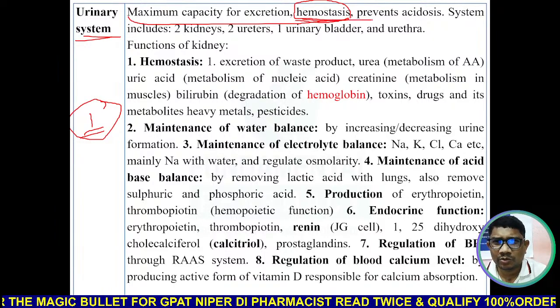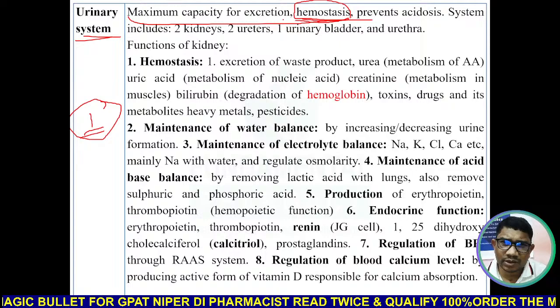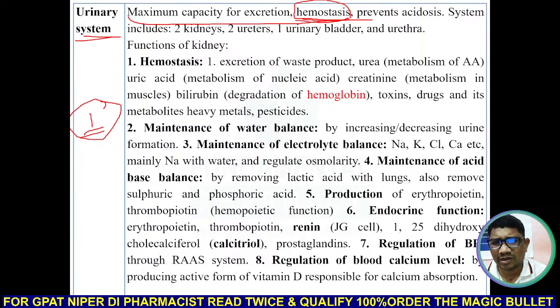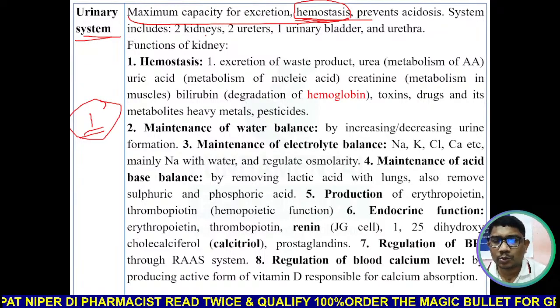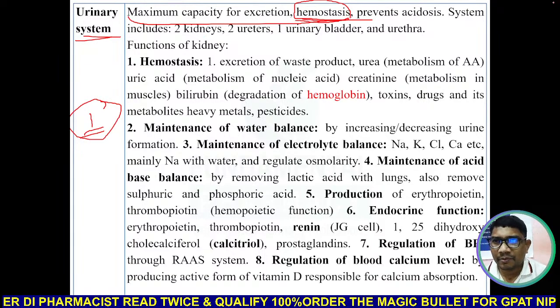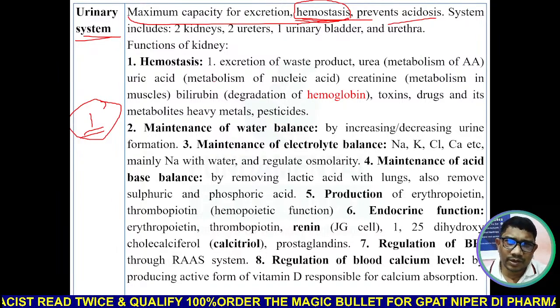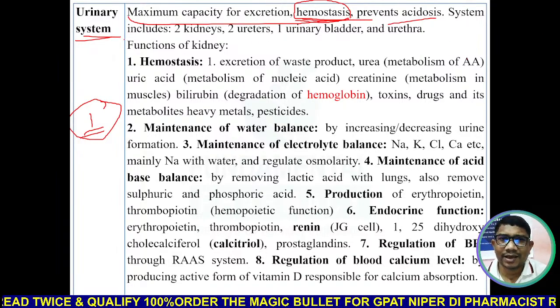Homeostasis, to maintain the volume of blood and maintain the water balance of your body. Maximum capacity for excretion is for the urinary system. It also maintains the homeostasis, prevents acidosis. Now urinary system में क्या आता है?